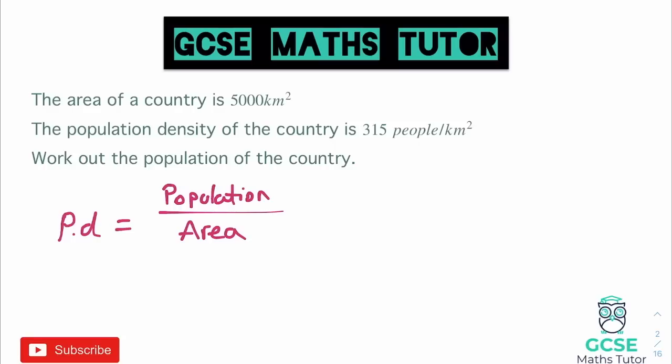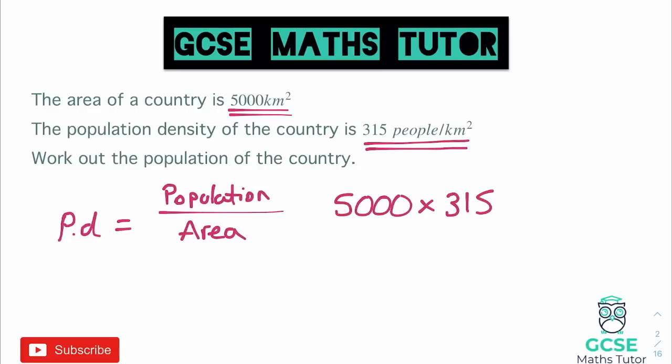So in order to go about finding the population, we could think about rearranging this formula, but we can just apply a logical approach. It says the area of this country is 5,000 kilometres squared. And it said the population density is 315 people per kilometre squared. So in every one of those kilometre squareds, there are 315 people. So it seems quite logical that if we have 5,000 kilometres squared, that we would just do 5,000 multiplied by the 315 people that are in every one of those. Now we can work that out on a calculator, and it comes out as 1,575,000 as our population. So we could put people there, but that is 1,575,000 people.